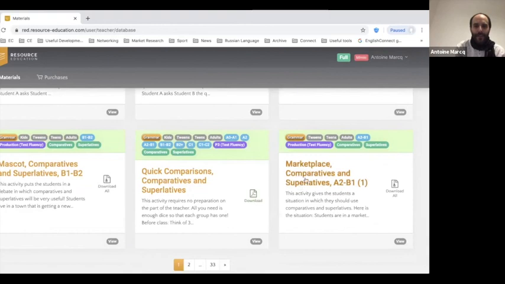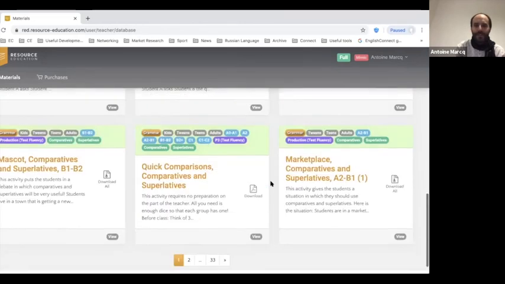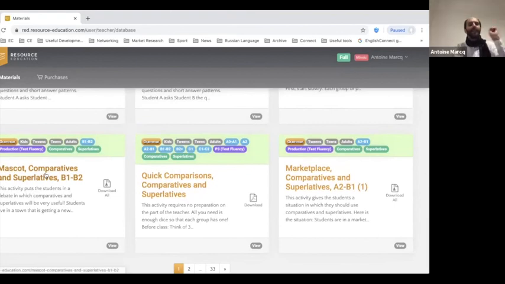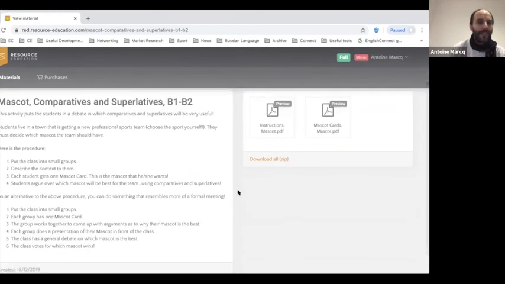And so we already have another marketplace here for lower levels. Remember, we had B1, B2 here. Here we have a marketplace for A2, B1. The last thing I'm going to show you today is this mascot. Again, comparative and superlative. So we've added loads of these this week.